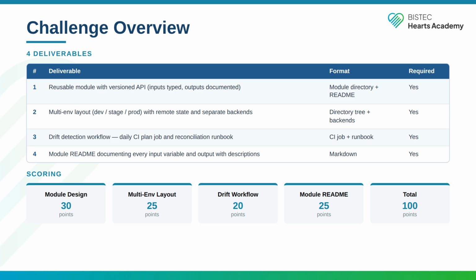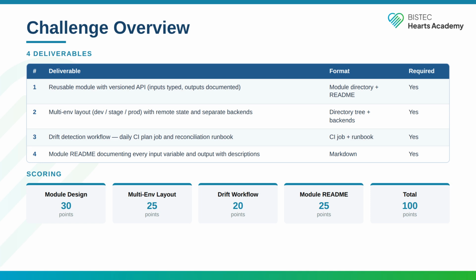Deliverable 4, 25 points: the module README for the Kubernetes platform. Purpose, a copy-paste runnable usage example, inputs and outputs tables matching the actual module, versioning policy, at least two examples, generated by terraform-docs so it stays current as the module evolves.